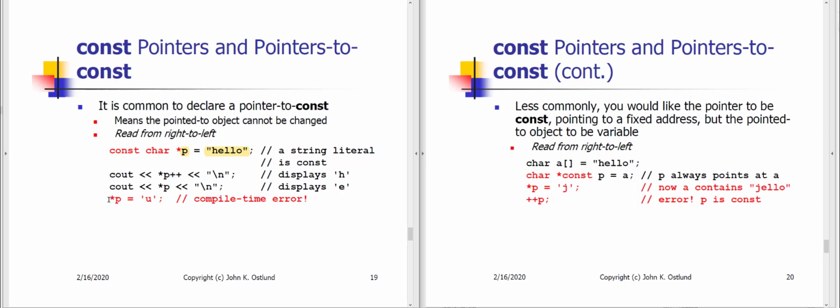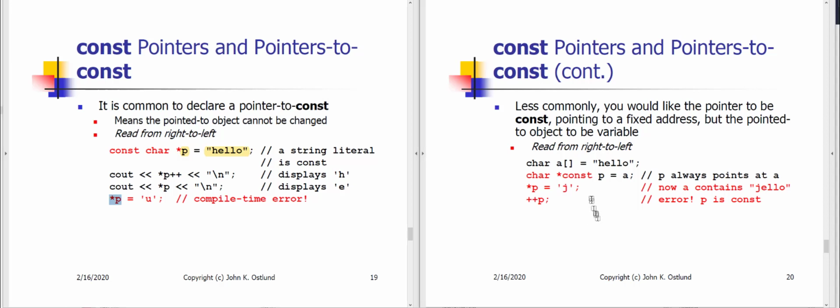But if I then attempt to say star p gets a little u, that would be an attempt to replace the little e with a u. That's going to be an error because I cannot modify a character constant. Saying star p gets little u is an attempt to modify indirectly a character constant.